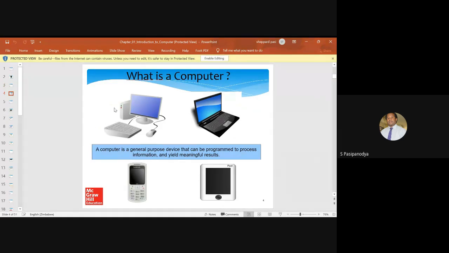So, here are some examples of computers. We have a general desktop computer. We have a portable laptop computer. We have a third generation GSM phone. And we have a personal assistant device. All these are examples of computers.